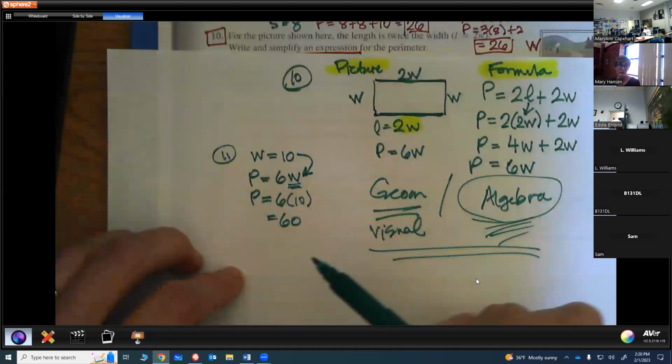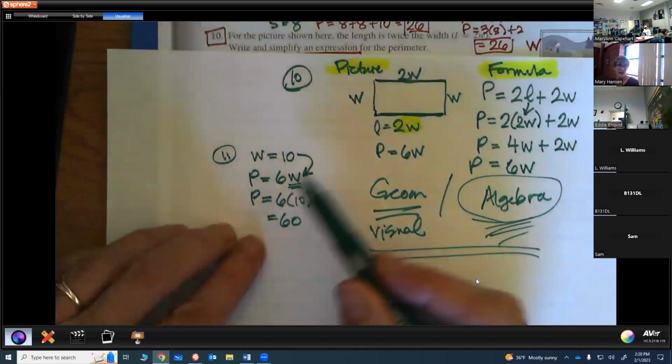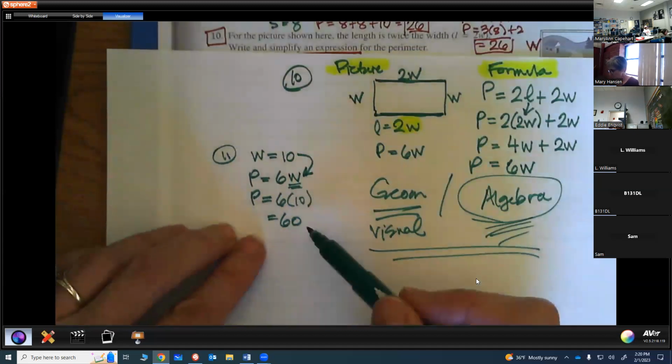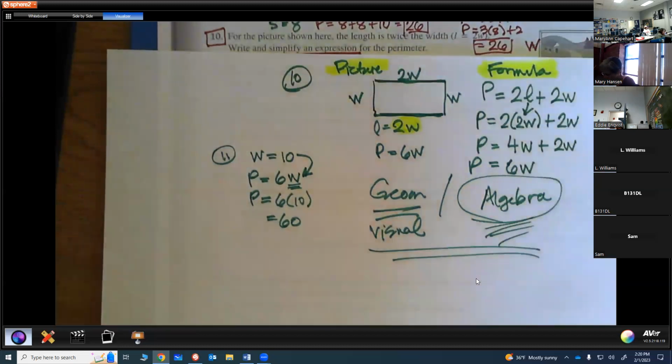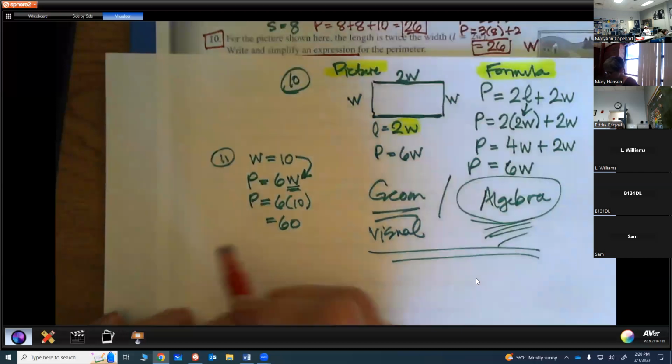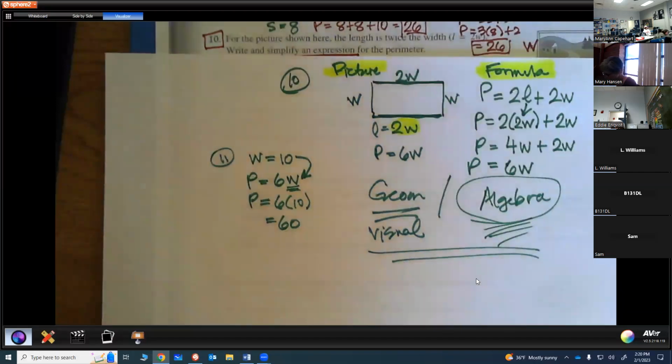That would be using our formula. This would be our more algebraic answer. If we were more visual and geometric, we could actually go all the way back to the original picture we were given.